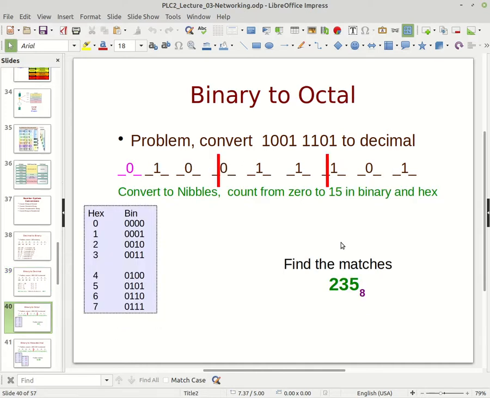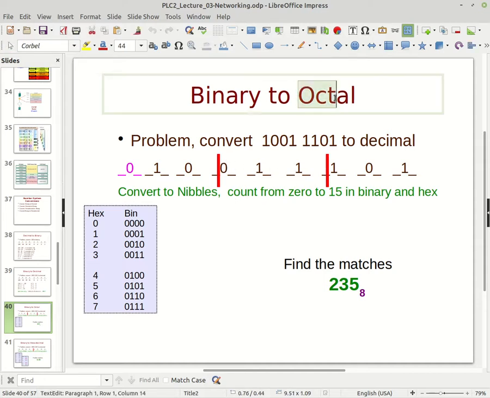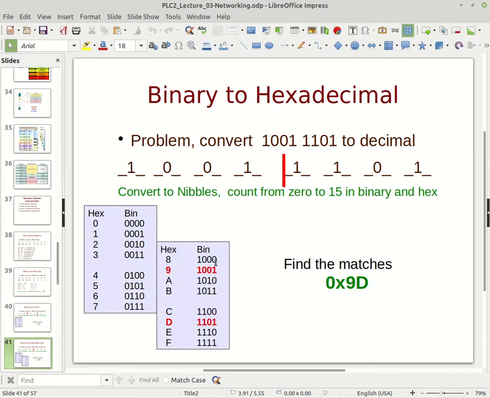Alright, so remember that a nibble is considered 4 bits. If you're doing octal, it's considered 3 bits. So this slide is doing octal, so we have 3 bits. And if we go to the next one, which is hexadecimal, then that would break it down into 4 bits.